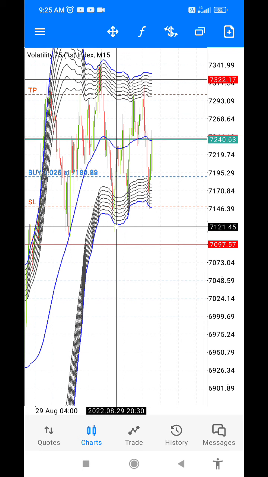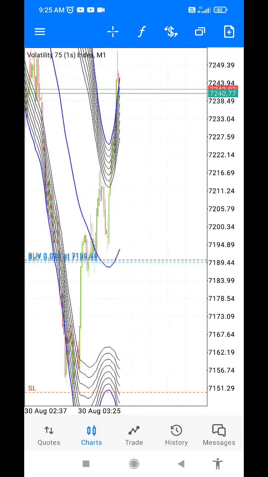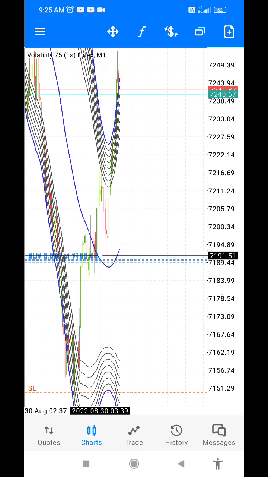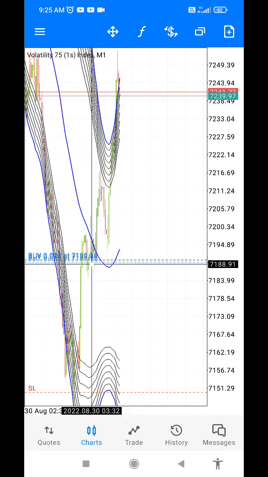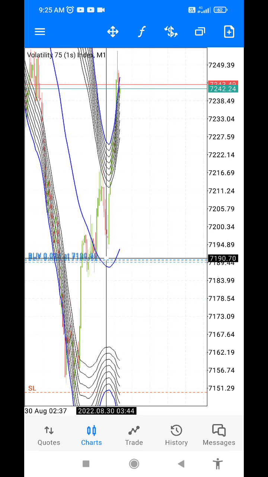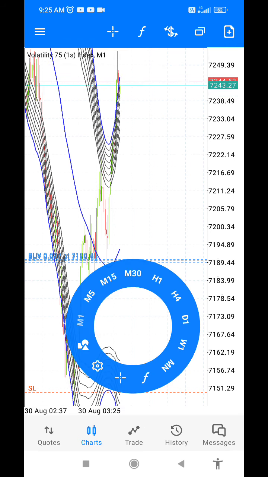Now I entered on the 15-minute. If this is the 50 moving average, price retests again. I entered here, then again retest here, and boom. Yes, this is the zone.